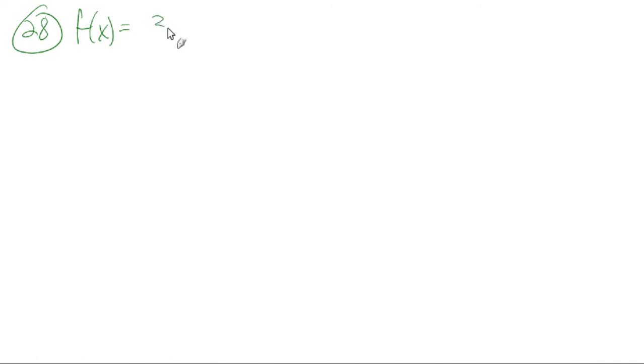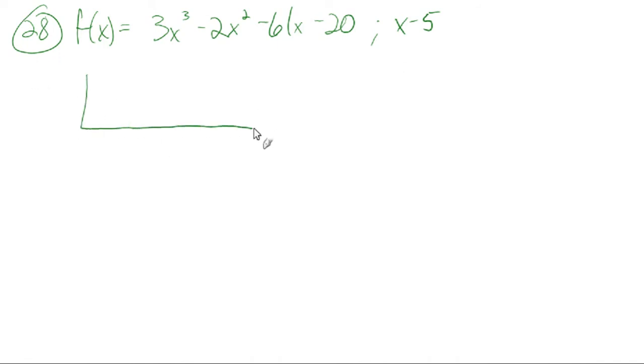f of x equals 3x cubed minus 2x squared minus 61x minus 20. And they're saying that a given factor is x minus 5. So let's divide out this factor of x minus 5, and then we'll factor the simplified results. So we'll set up the synthetic division. We got 3 here, negative 2, negative 61, and negative 20. No 0 placeholders are necessary. Put a positive 5 here.